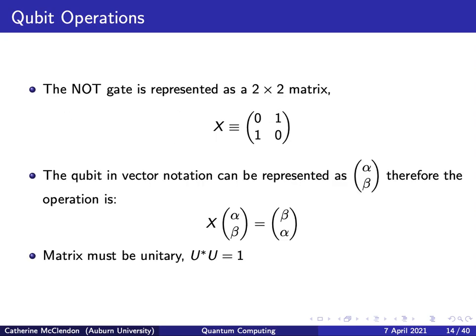The NOT gate is represented as a 2x2 matrix. The qubit in vector notation can be represented as alpha beta, therefore performing the operation on alpha beta will yield beta alpha. And the only constraint on the matrix representing the quantum gate is that the matrix must be unitary, where the matrix times itself equals 1.